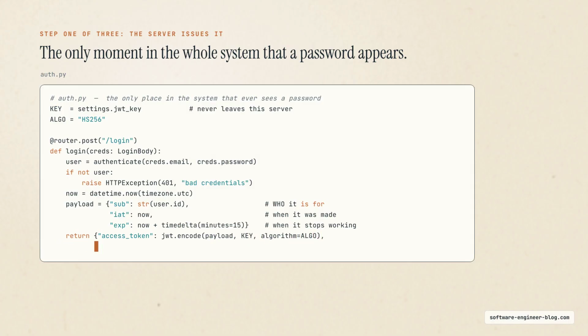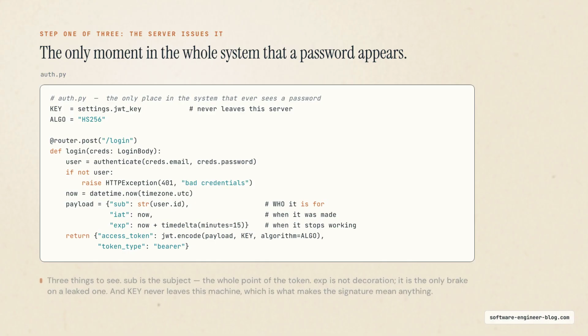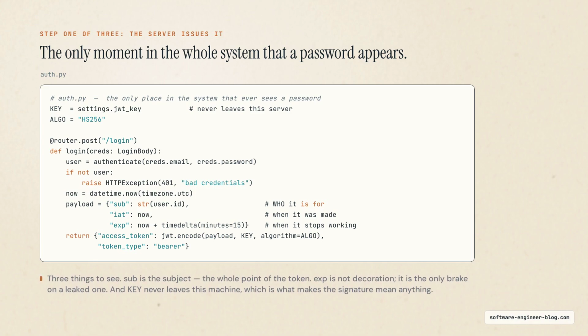Sub is the subject, the user ID, and that is the whole point of the token. IAT is when it was issued. EXP is when it stops working. Then sign that payload with a key and hand the result back. EXP is not decoration. It is the only brake you have on a leaked token. And the key never leaves this machine, which is the only reason the signature means anything.